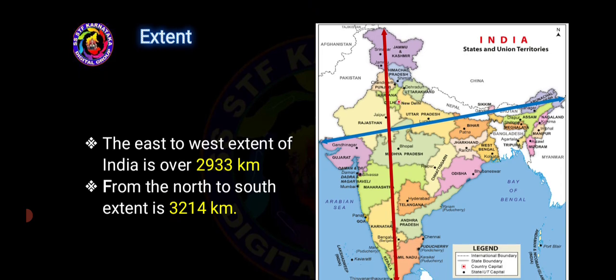So the east to west extent of India is 2,933 kilometers. From north to south, it is 3,214 kilometers.